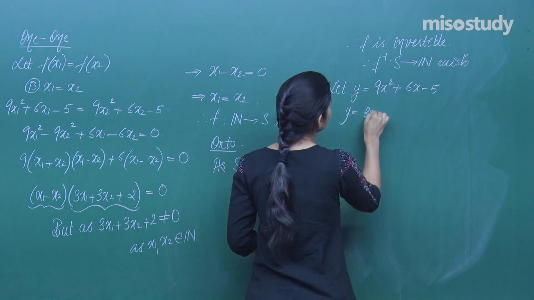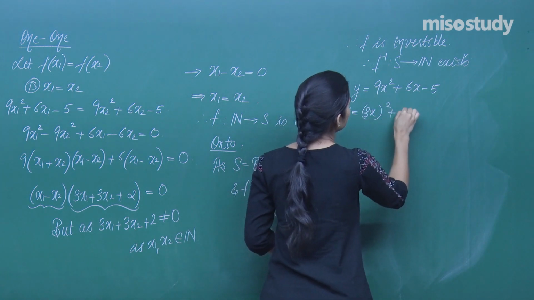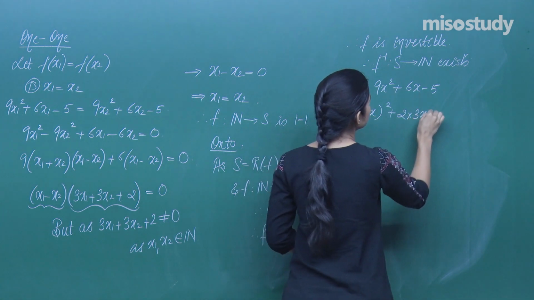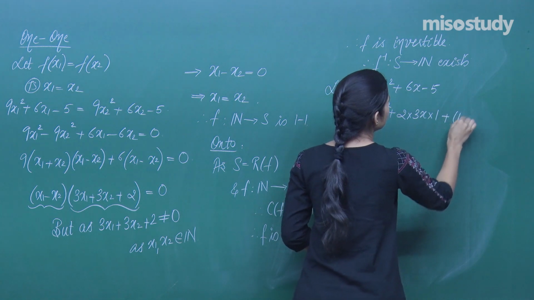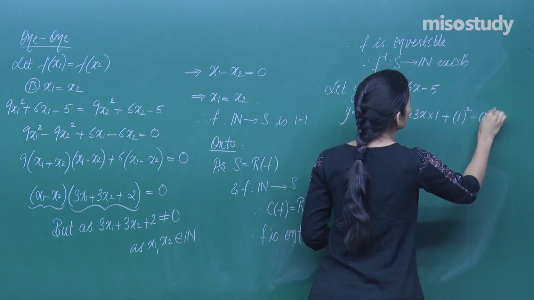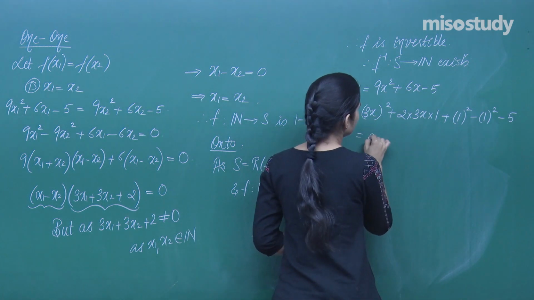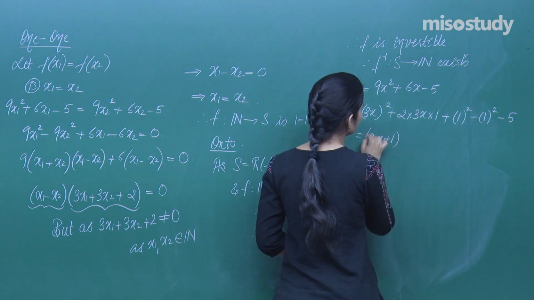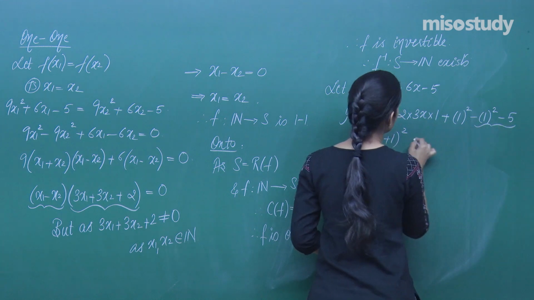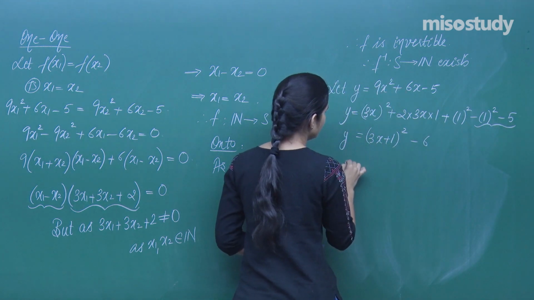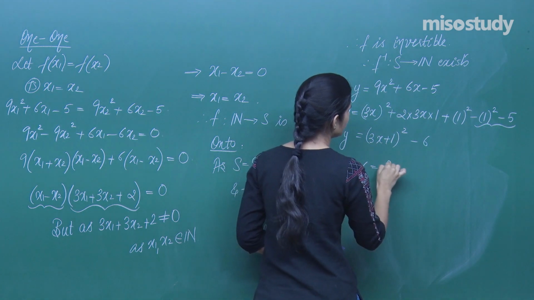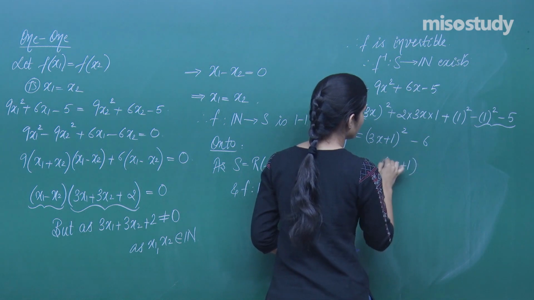This can be written as (3x) whole square plus 2 into 3x into 1 plus 1 square minus 1 square minus 5. I am just trying to complete the square. This is (3x plus 1) whole square minus 1 minus 5, which is minus 6. This is y plus 6 equals (3x plus 1) whole square.